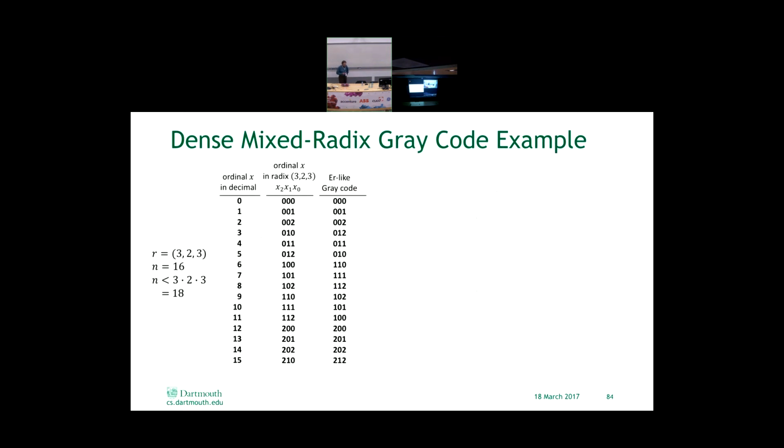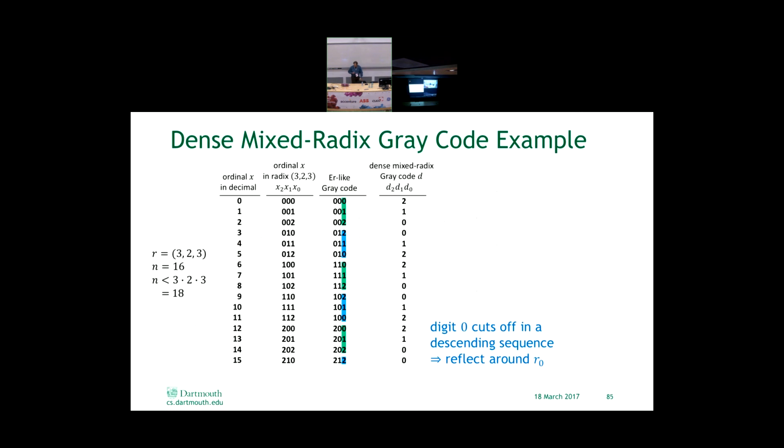And if you look at our dense mixed radix gray code there, you see that the gray code property does hold. We change just one digit from number to number, and the digit that changes is always changing by exactly 1. And when we look at the decimal representations in our mixed radix, it's dense.